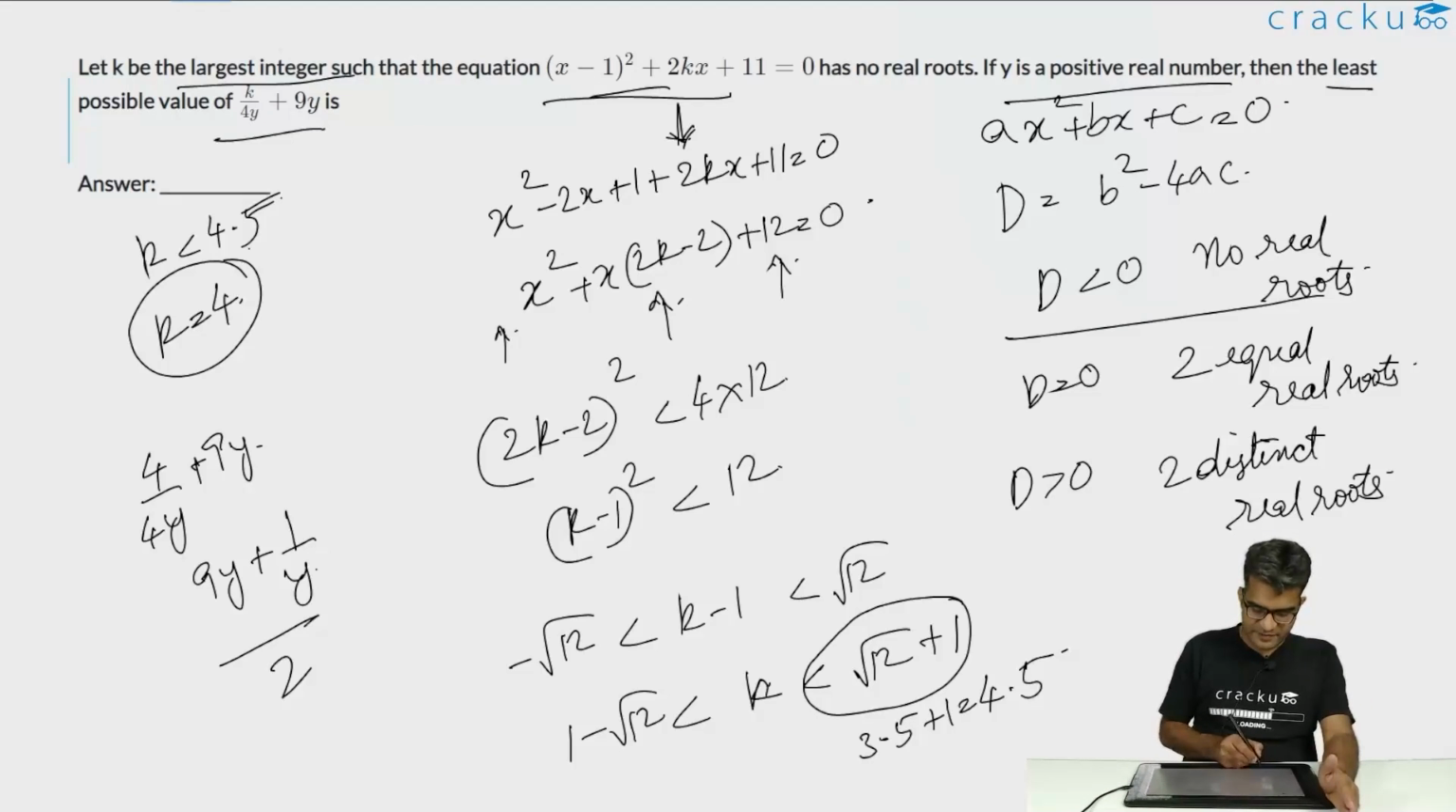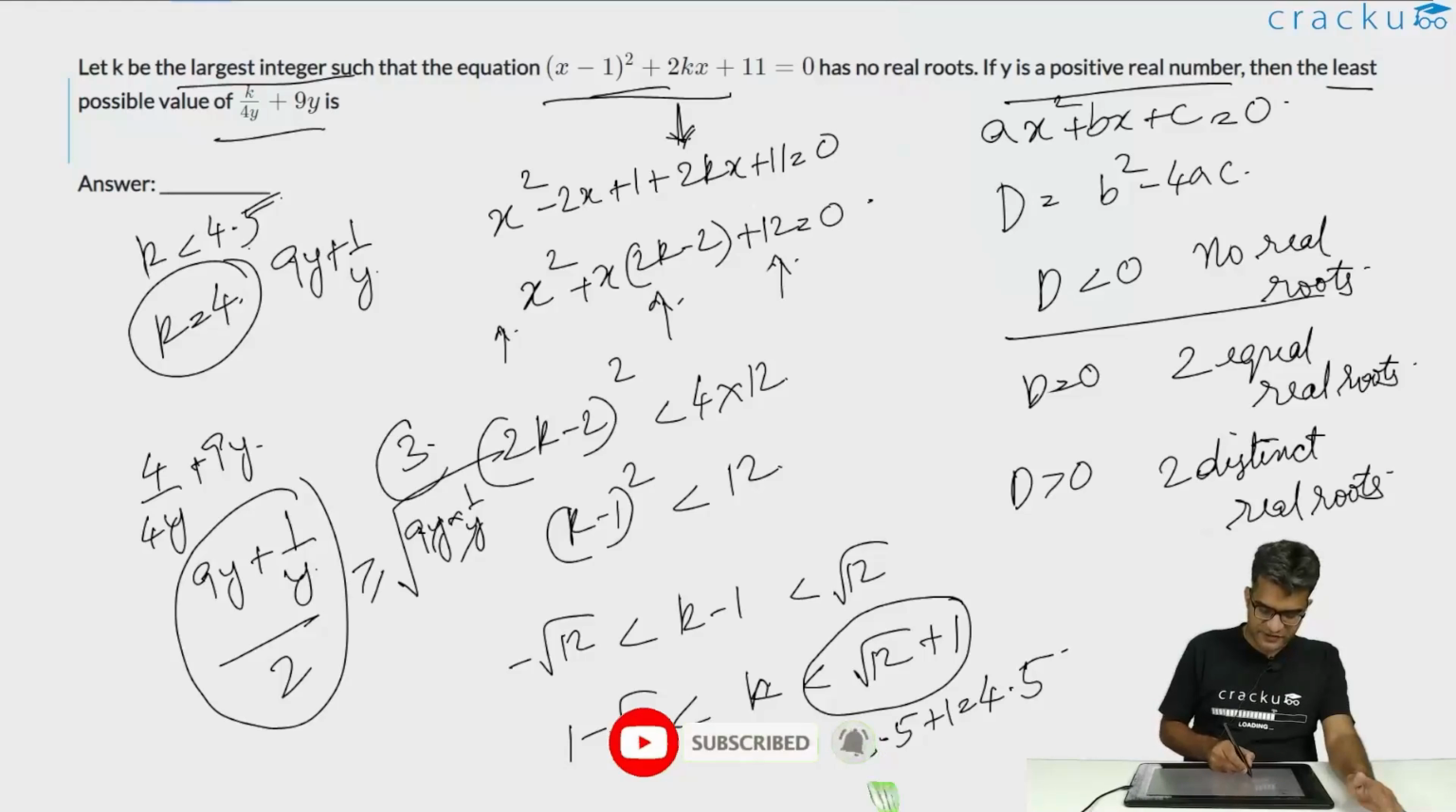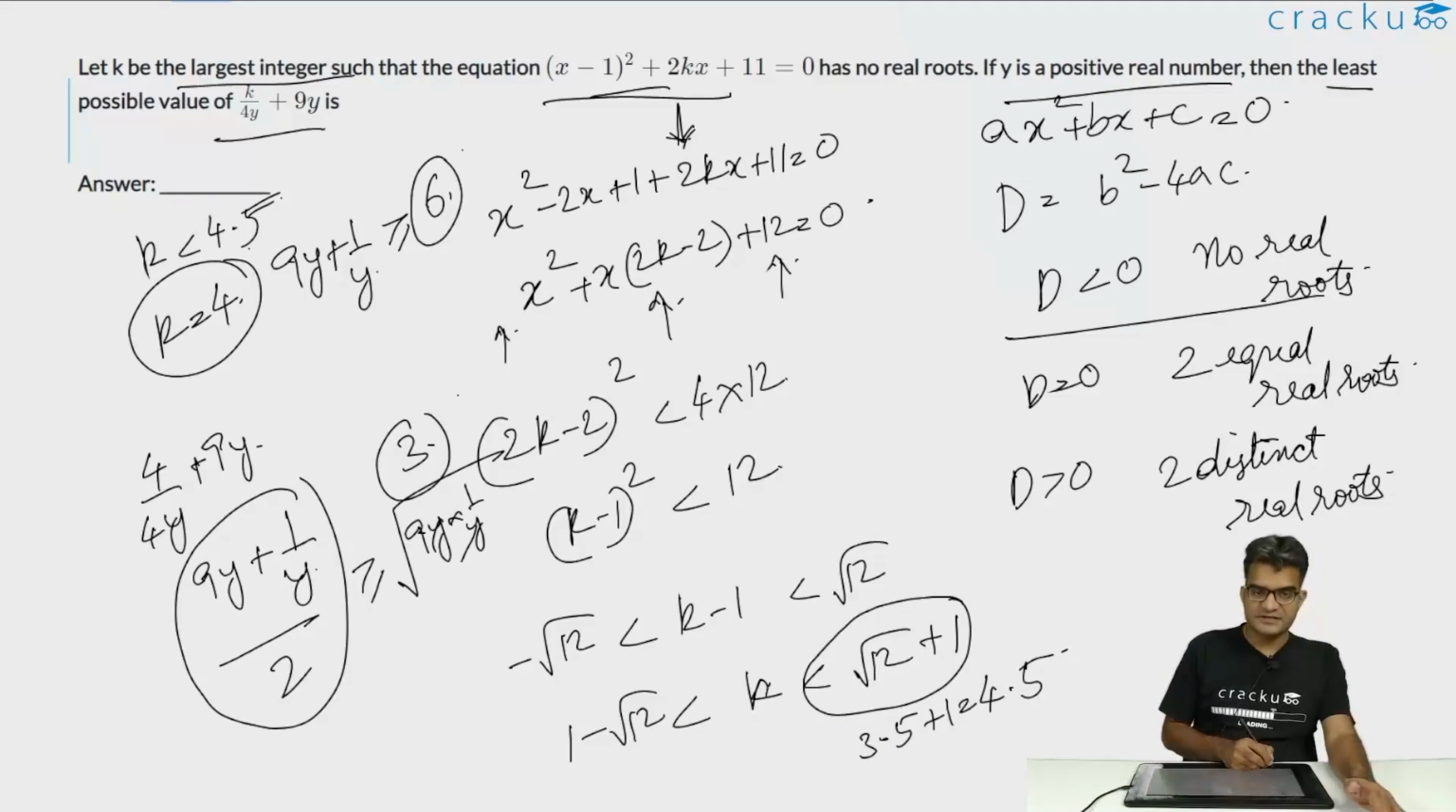So this divided by 2 is greater than or equal to square root of 9y into 1 by y. This is square root of 9, which is 3. So 9y plus 1 by y divided by 2 is greater than or equal to 3. So 9y plus 1 by y is greater than or equal to 6. So the least possible value of this expression is 6.